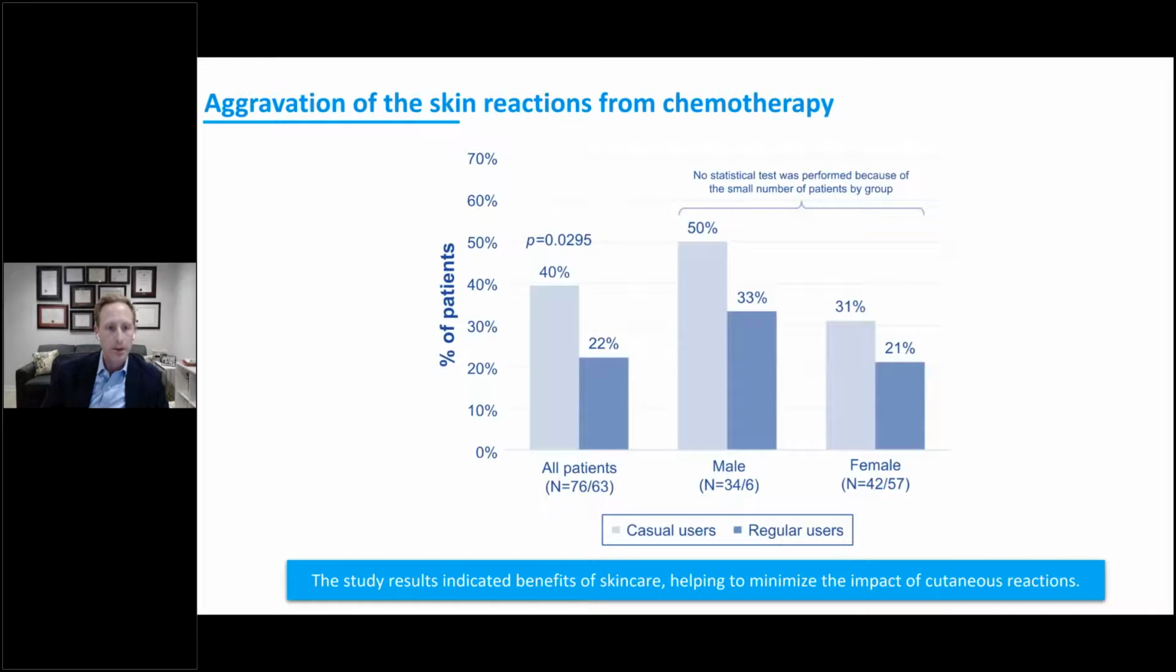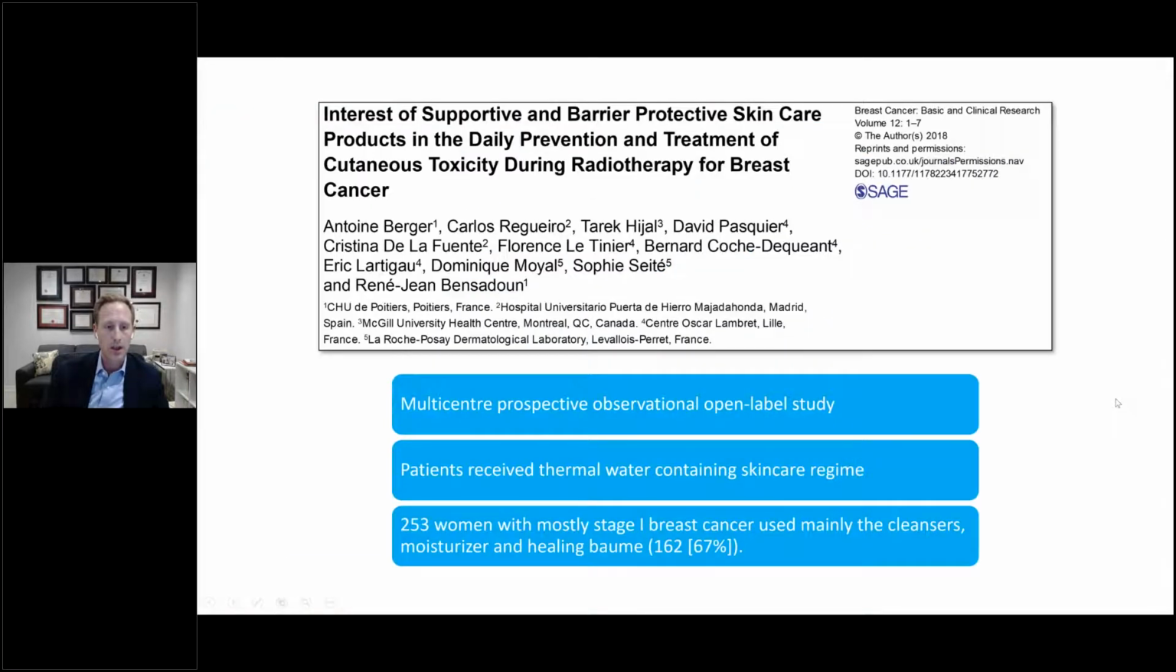And then specifically, if you look at the aggravation of skin reactions from chemotherapy, you can see that the casual patients experienced much greater percentage of skin toxicity. So 40% of patients experienced aggravation of skin reactions from chemotherapy versus almost half of the patients that were using the products on a daily basis. So certainly this indicated that there was benefit from it.